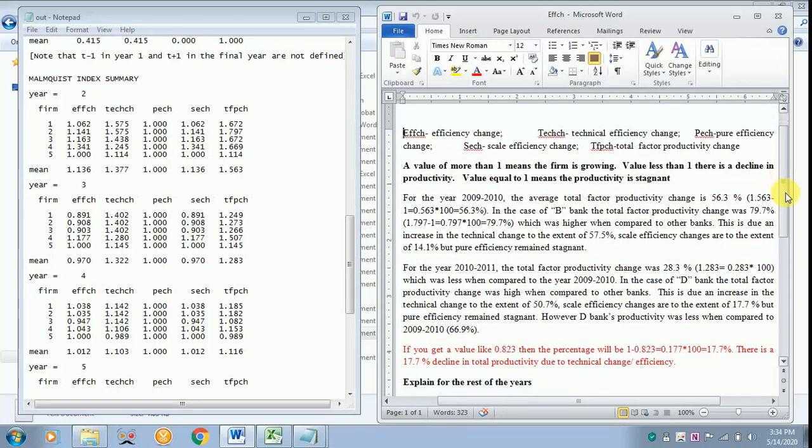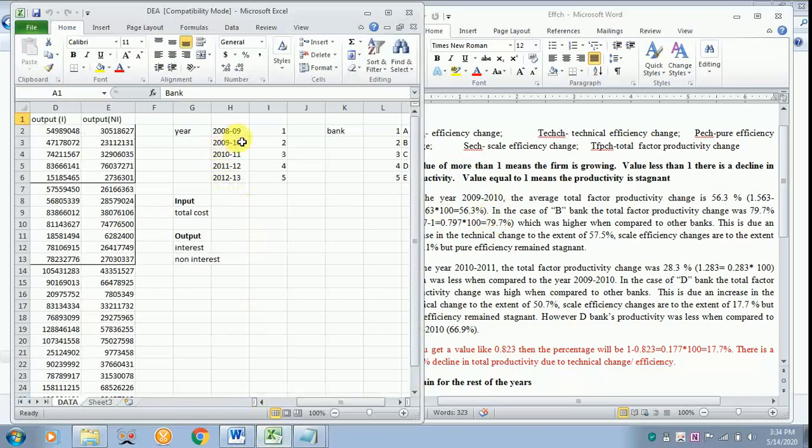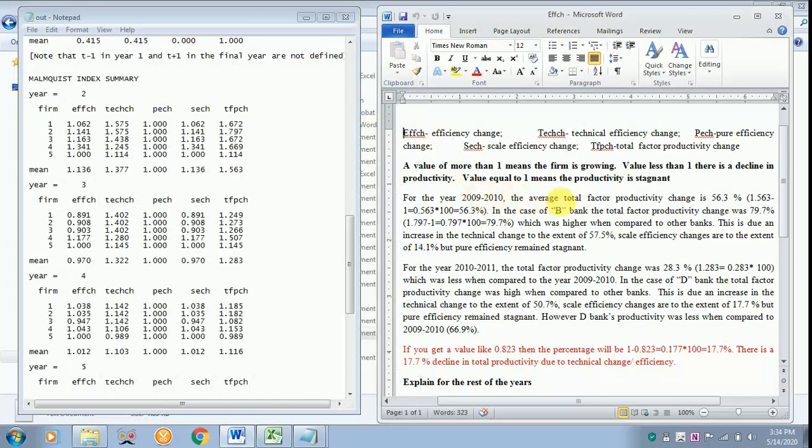I'll be discussing only a particular year, and then you have to do the rest. The second year is 2009-10. I'll just get back to the data to show you. The first year is 8-9, the second year is 9 and 10. For the year 9 and 10, the average factor productivity change, since it is a mean, this is a geometric mean, is say 56.3%. How did I get 56? I have to subtract 1, so you get 0.563, then multiplied by 100 you get 56.3.